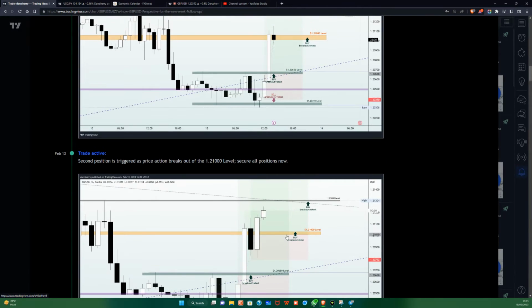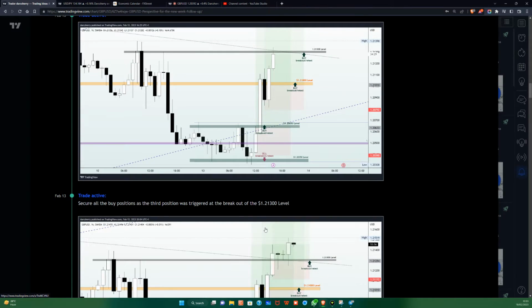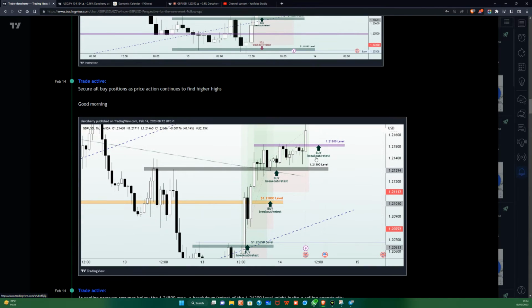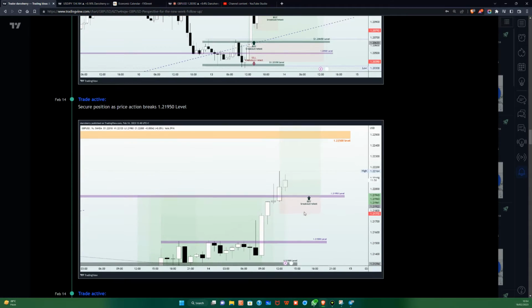Then we also had another position at the breakout of the 1.2100 level, and we continue to ride that move to the upside. In fact, it was a bullish momentum on the first day of the week, and we saw another situation where price broke out of that structure at the 1.21500 level to add another position to our existing trade. So things went on like this through the course of the week.